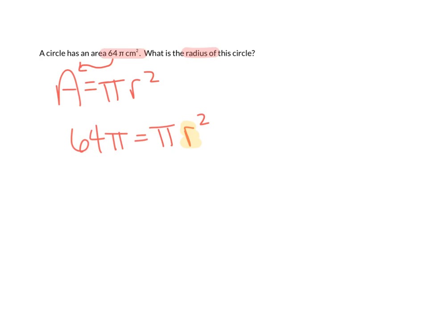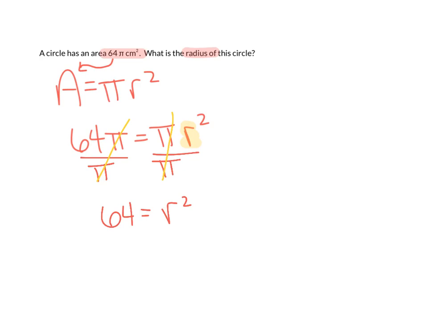Our goal in this problem, we're solving for R, so we're trying to get R by itself. We have to move everything away from R. Let's start by dividing by pi. If we divide both sides by pi, then it's going to cross them out here, and it's going to cross them out there, because anything divided by itself is 1, and it just, in essence, goes away. So we're left with 64 equals radius squared.